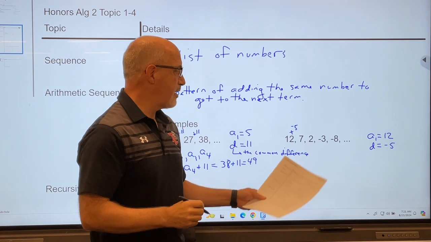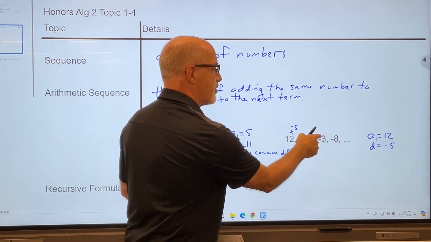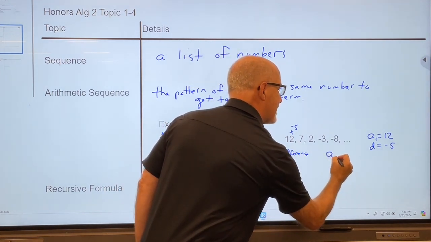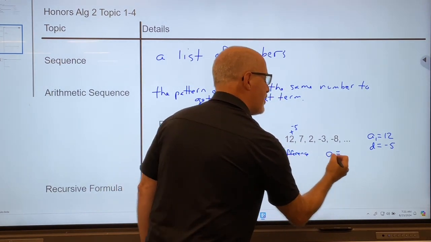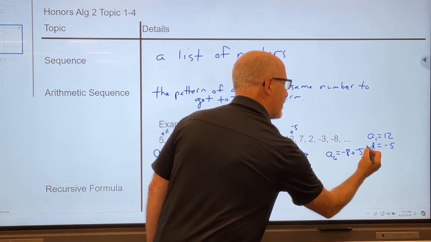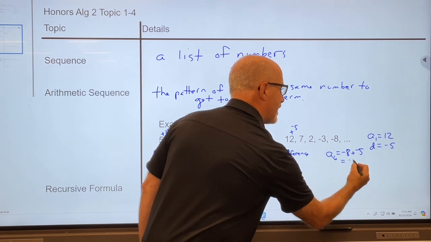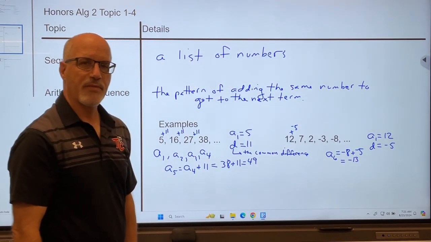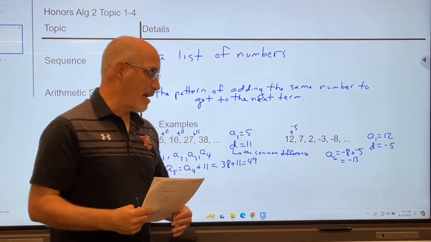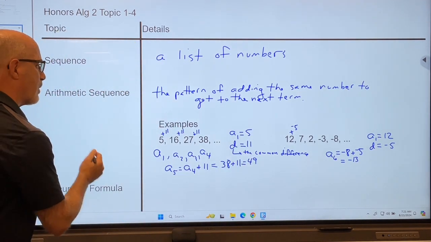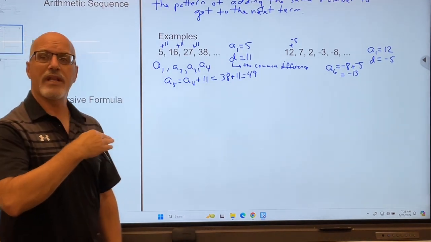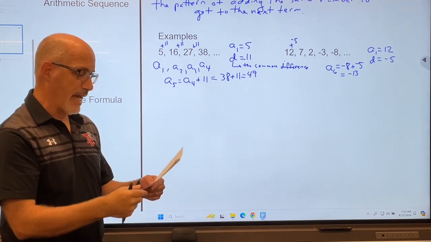So notice this is the first term, second term, third term, fourth term, fifth term, A sub 5. If I asked you what is A sub 6 on this one, you would say, all right, let's take that -8. Let's add a -5 to it. The previous term, add -5, and you would get -13 to get to the next term. Now notice this is very helpful for us to be able to find next terms and find that pattern as we do it. So that's called a recursive formula. Recursive means that you're going to work with what comes previously to get what comes next.